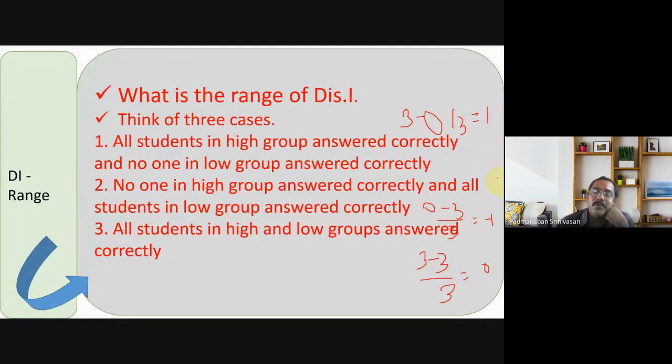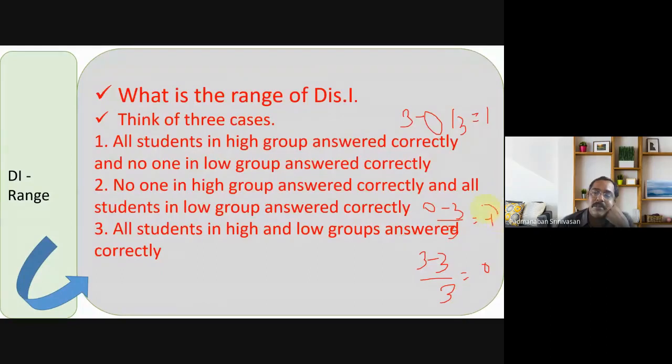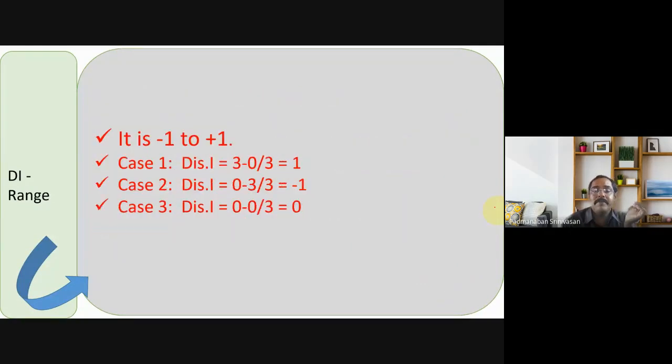Which is very low? -1, sir. -1 is very low. So you are BA mathematics people. So -1 to 0 to +1, like that only we should arrange. -1, 0, +1. This is the range for the discrimination index. Okay.